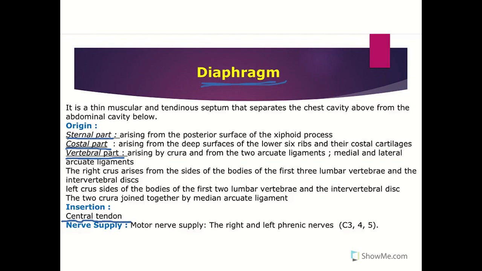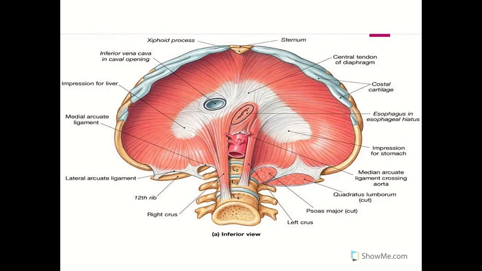Because the diaphragm is considered as a respiratory muscle, it is innervated by a motor nerve. This motor nerve is called phrenic nerve. So the phrenic nerve is supplying the diaphragm on each side. As you can see here, this is the diaphragm, or the different anatomical parts of the diaphragm.